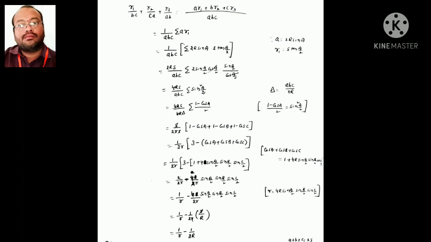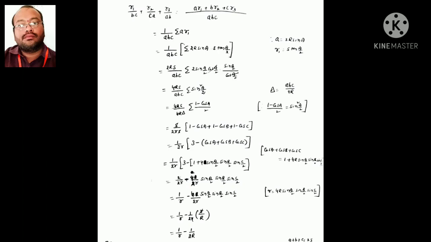By expanding, we can get like that. By simplifying, we can get 1 by 2r into 3 minus of cos A plus cos B plus cos C. We already know cos A plus cos B plus cos C is 1 plus 4R sin A by 2, sin B by 2 and sin C by 2. We replace that value. By simplifying, we can get 2 by 2r minus 4R by 2r into sin A by 2, sin B by 2, sin C by 2.